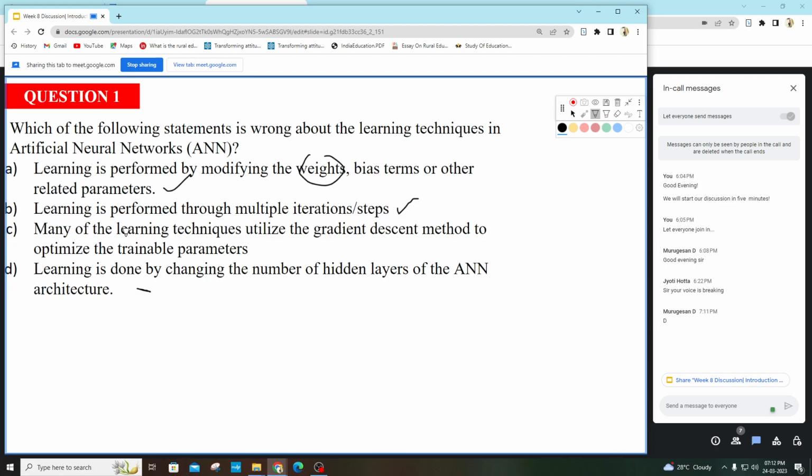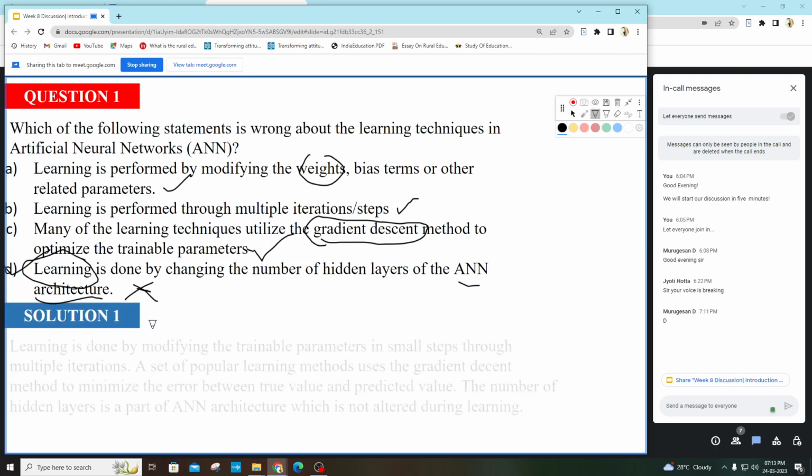Now see, many of the learning techniques utilize gradient descent method. Whatever we were discussing was gradient descent. Gradient descent is related to the slope of the curve. So C is also right. And D is learning is done by changing the number of hidden layers of ANN architecture. When we are performing learning, one thing you have to understand is that we are not changing the network architecture. The network architecture will be the same, only we are modifying all the weights through iterations. So this is a false statement. Here we have asked which one of the statements is wrong, so option D is wrong.